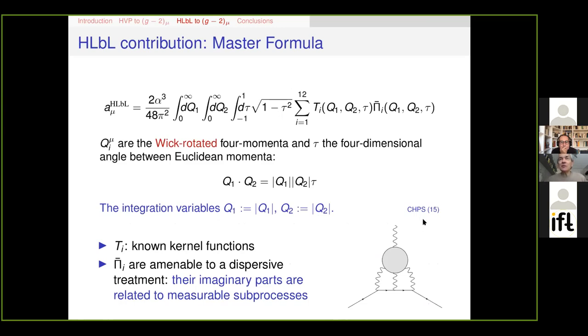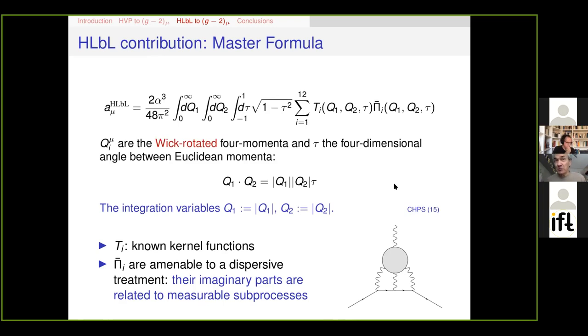Now in our group in Bern, we were the first to show that in fact you can express the contribution of light-by-light as an integral, now a triple integral. So that's the analogue of the single integral for HVP, but now you need the triple integral. Here again, you have kernel functions which are known analytically. And instead of the single function, which is relevant for hadronic vacuum polarization, you have a number of them. In the end, what counts is 12 linear combinations of the 54 which are necessary to describe this tensor completely.